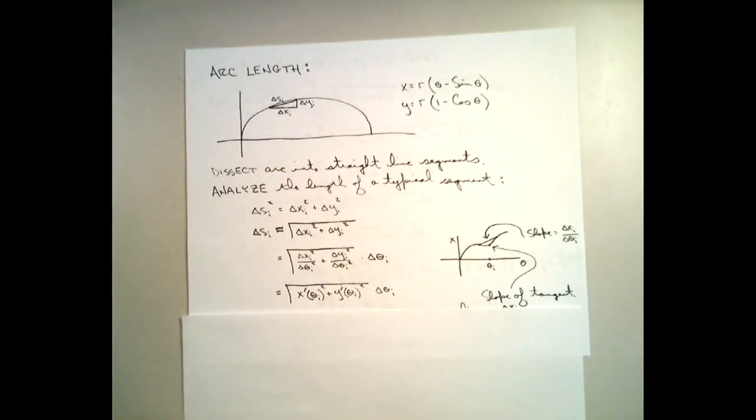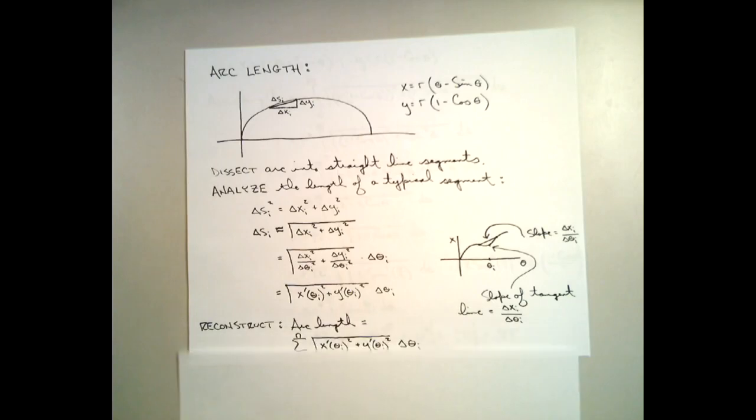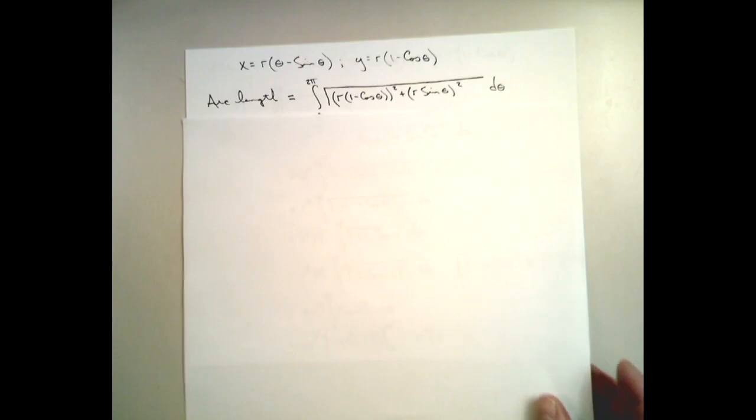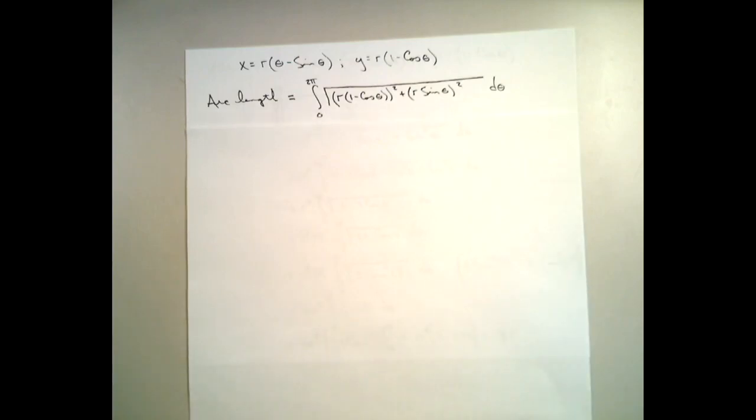Okay, so I've dissected into straight line segments. I've analyzed the length of a typical segment, and now I'm going to reconstruct. So the arc length is going to be the Riemann sum of the expression that I got for delta s sub i. So next thing we're going to do is use the fundamental theorem of calculus, and recognize that the arc length is simply going to be now the integral of the function that we got before.